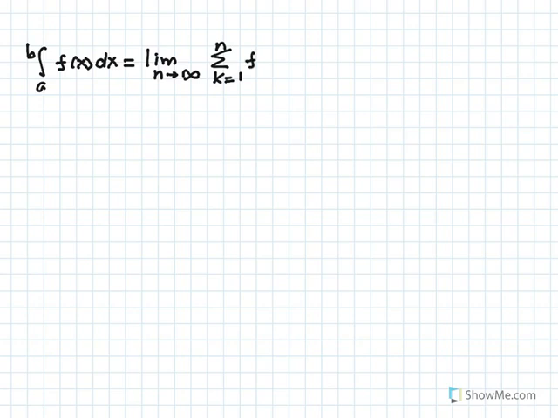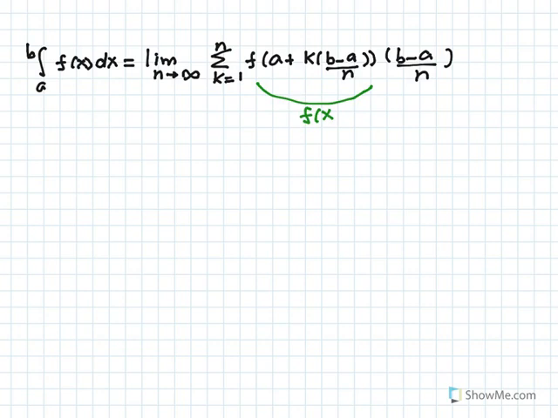All right. So our goal is to rewrite the definite integral from a to b of f of x dx as the limit as n approaches infinity of the sum, k goes from 1 to n, of f of (a plus k times (b minus a) over n) times (b minus a) over n. Now this part here is f of x_k, the functional values. This part is delta x.